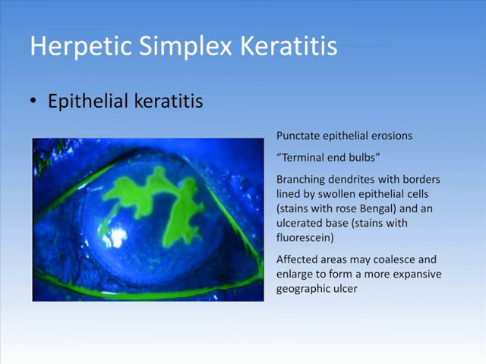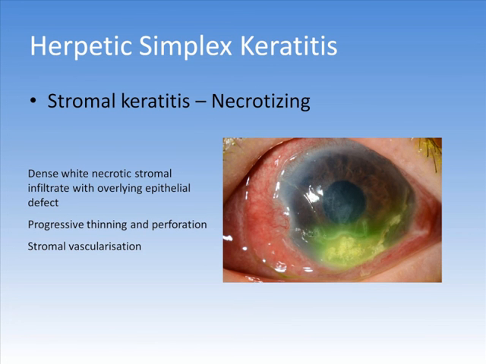In epithelial keratitis, there are punctate epithelial erosions with terminal end bulbs, branching dendrites with borders lined by swollen epithelial cells which stain with rose bengal, and an ulcerated base which stains with fluorescein. The affected areas may coalesce and enlarge to form a more expansive geographic ulcer. In necrotizing stromal keratitis, there is a dense white necrotic stromal infiltrate with overlying epithelial defect, progressive thinning and perforation, and stromal vascularization.